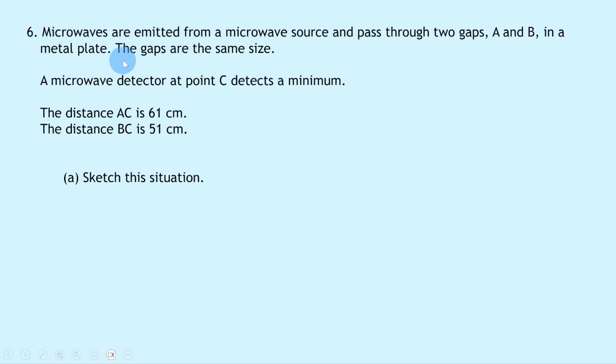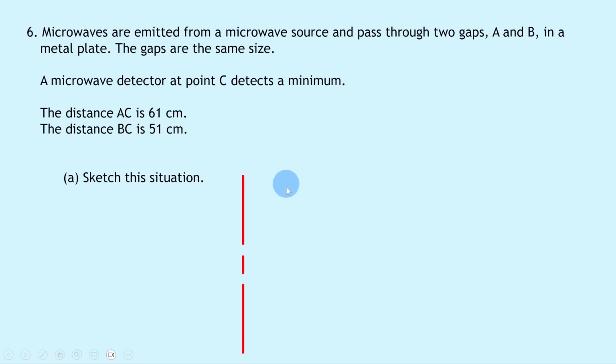Lastly, question 6 says microwaves are emitted from a microwave source and pass through two gaps A and B in a metal plate. The gaps are the same size. A microwave detector at point C detects a minimum. The distance AC is 61 centimeters and the distance BC is 51 centimeters. Part A says to sketch this situation.